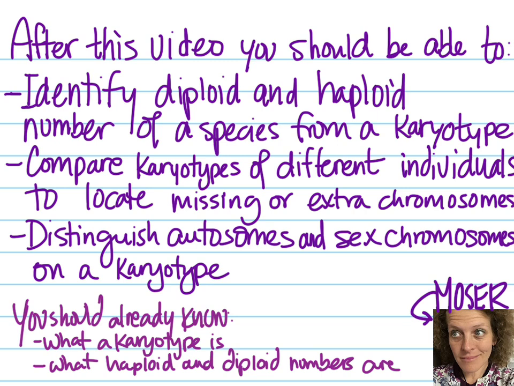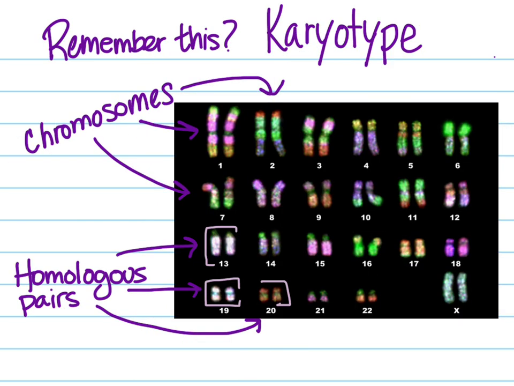Let's get started. Just in case you were a little fuzzy, remember this? It's a karyotype. You'll sometimes see these called karyograms, but we're going to refer to them as karyotypes. The karyotype is technically all the chromosomes an individual has. The picture is technically a karyogram, but we're going to just keep talking about this as a karyotype.